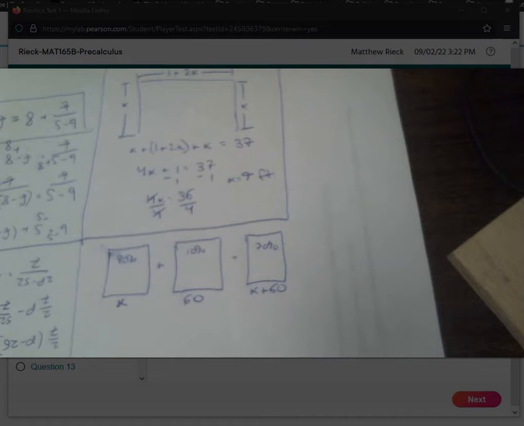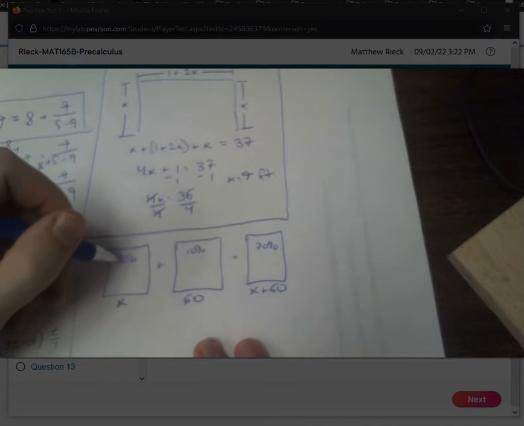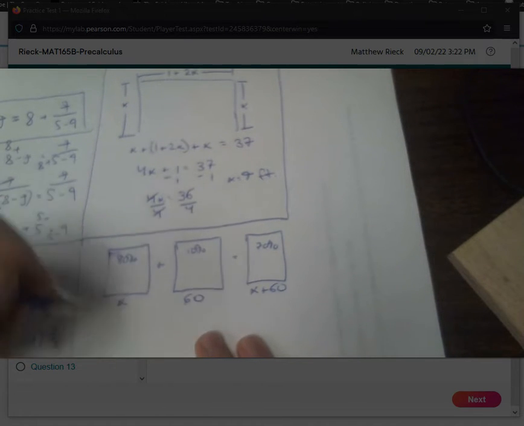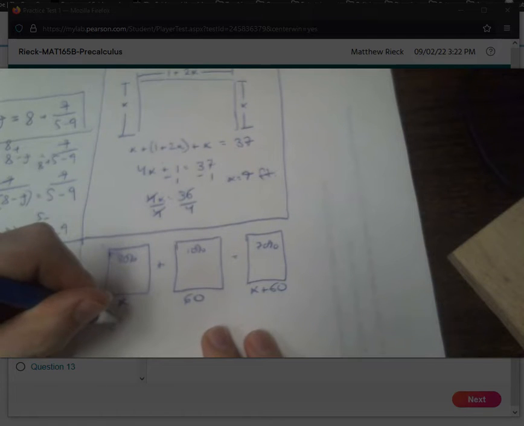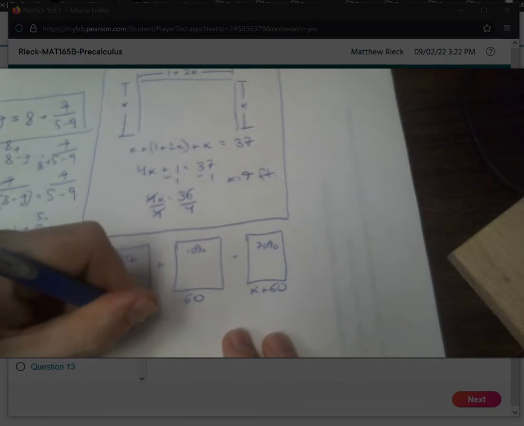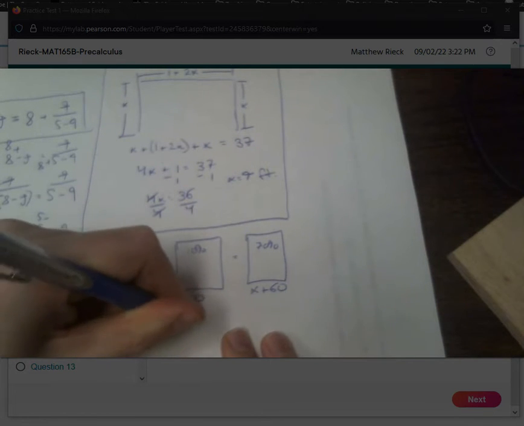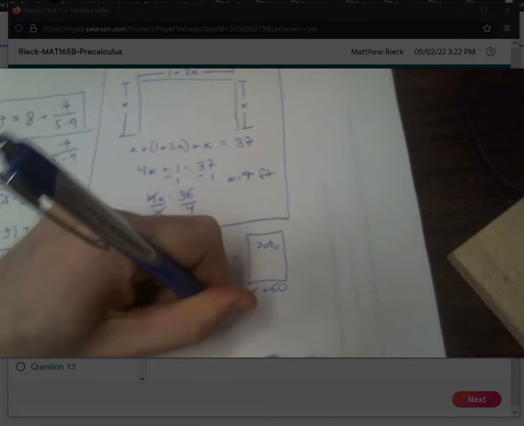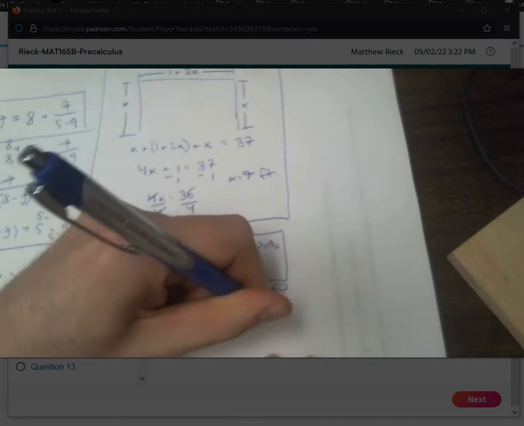Right, so then your equation is going to be found by taking your percentages and multiplying by your volumes. So you have 80x plus 10 times 60 equals 70 times x plus 60.